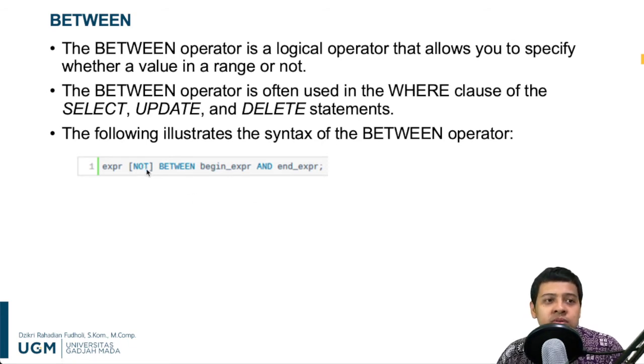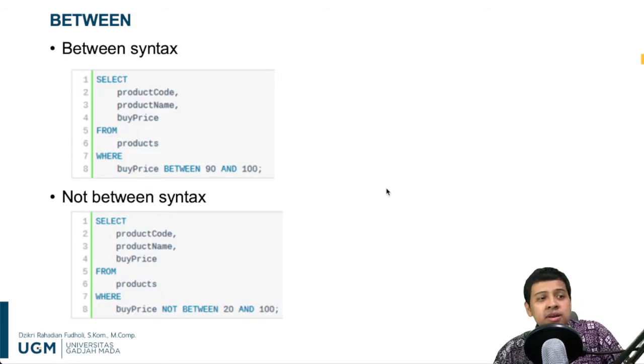So we have the expression BETWEEN begin expression AND end expression. For example, here we have the BETWEEN syntax. Select from table products where the buy price is between 90 and 100. So any price between 90 and 100 will be output as a result of this query.